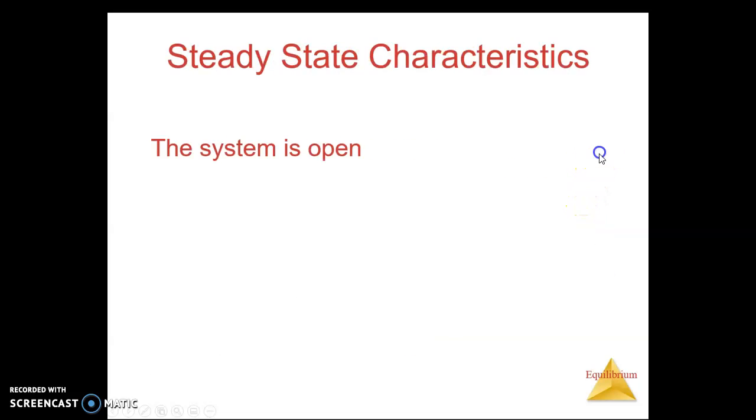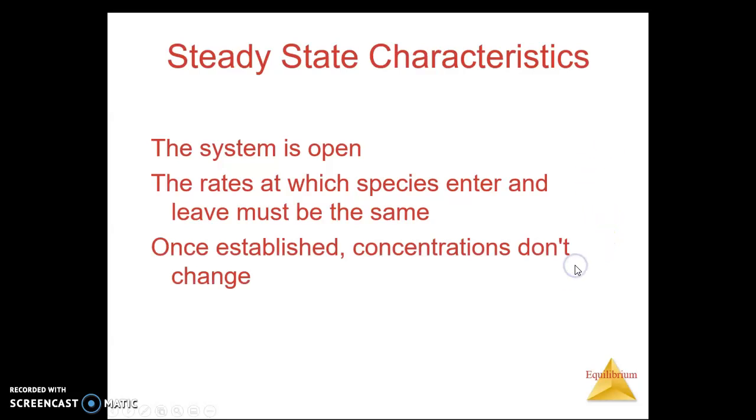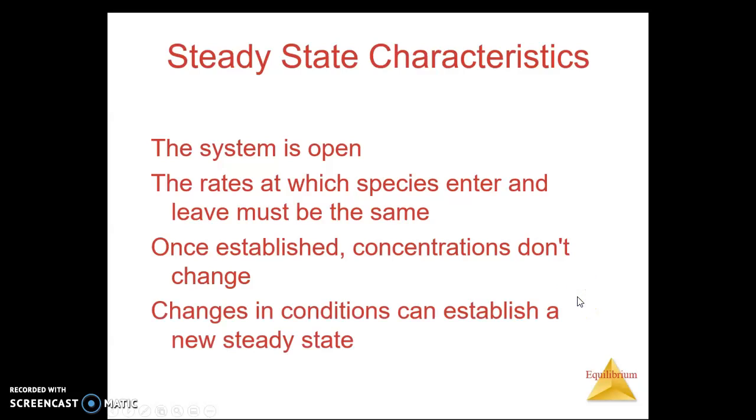Steady state characteristics then: the system is open. The rates at which species enter and leave are the same. Once established, the concentrations don't change. Changes in conditions can establish a new steady state. Like when you get cold, your muscles vibrate and therefore create heat to keep the body warm.